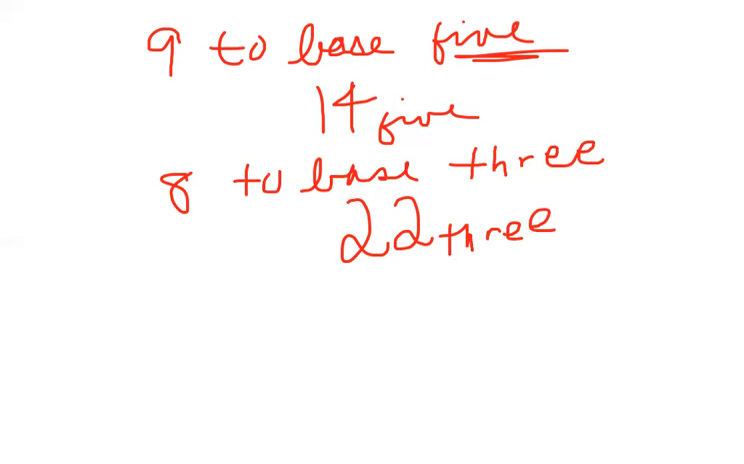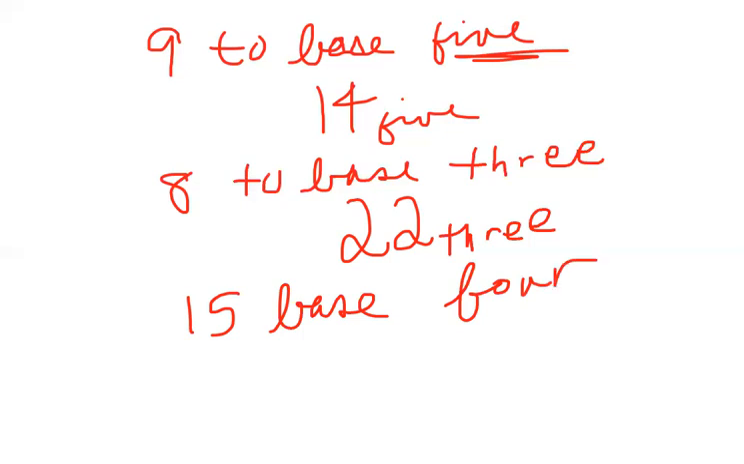All right, guys, let's do it again. 15 base 5. Oh, no, let's do base 4. Let's clear it out. All right, 4 goes into 15 how many times? 3 times. With what left over? 3. And there you go. You need 3 4s and 3 1s to create the number 15.